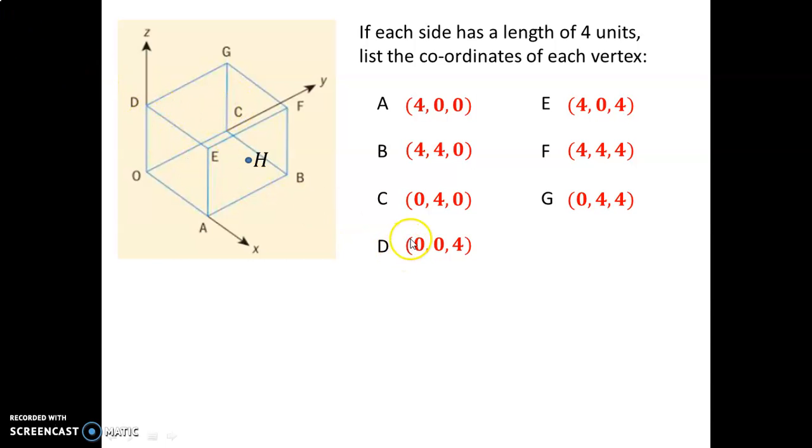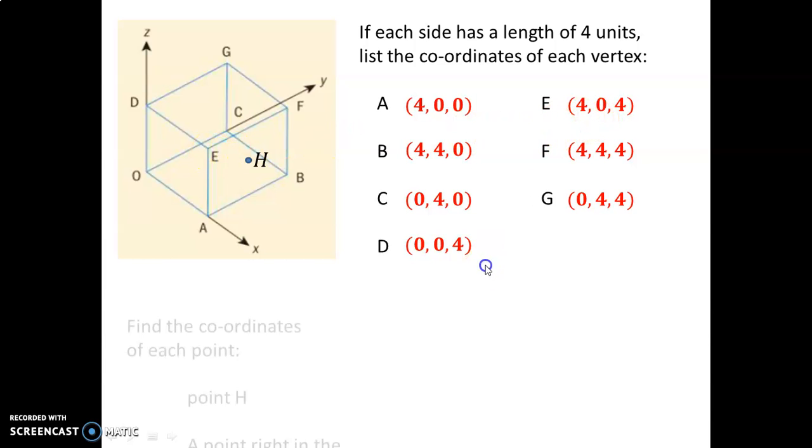All right, let's pick one as an example. Let's go to E. E is right here. To get to point E, we had to travel along the x-axis 4 units. We did not move along the y-axis, which would be this direction, but we did go 4 up along the z-axis. So it's (4, 0, 4): 4 on the x, 0 on the y, and 4 on the z-axis here.